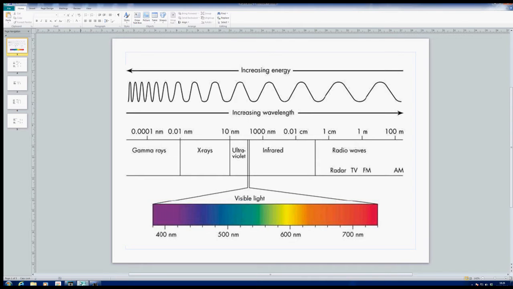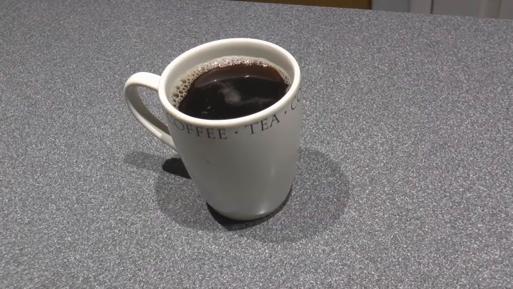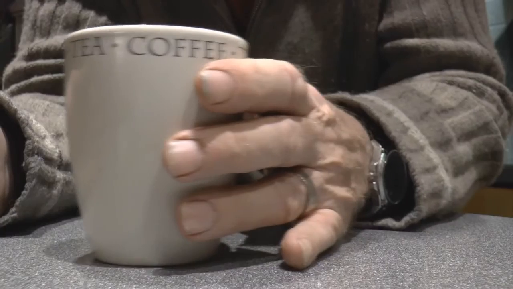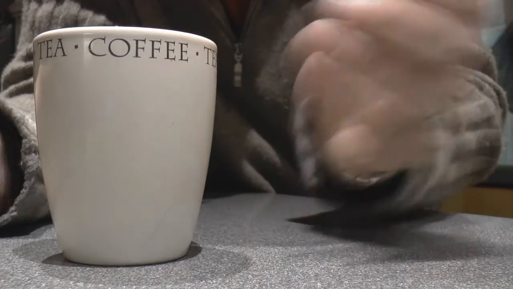I'm going to now walk through to my workshop, and on the way we're going to take a look at a few things. I decided to stop and get some refreshments. Oh, that cup is hot.